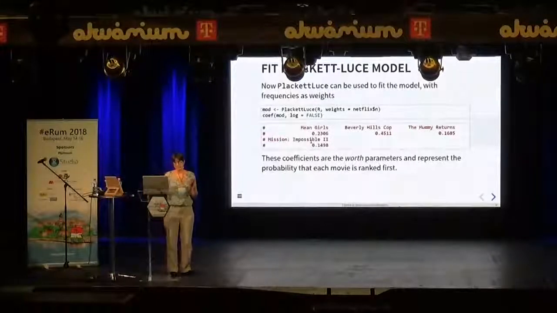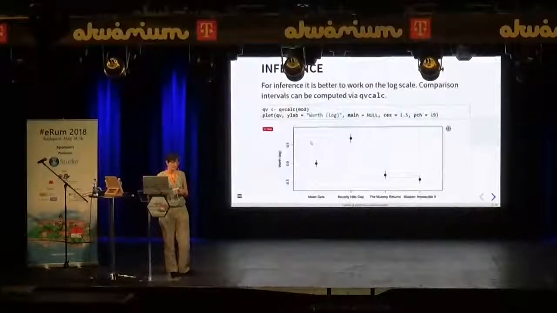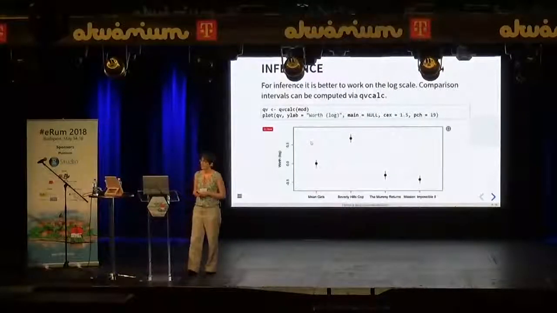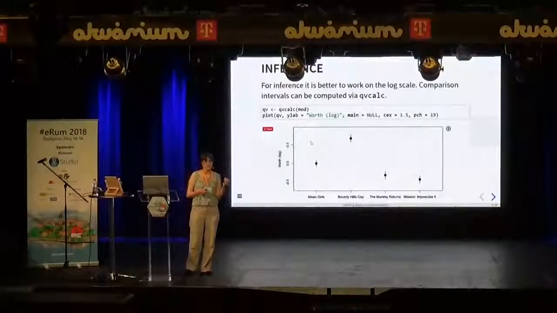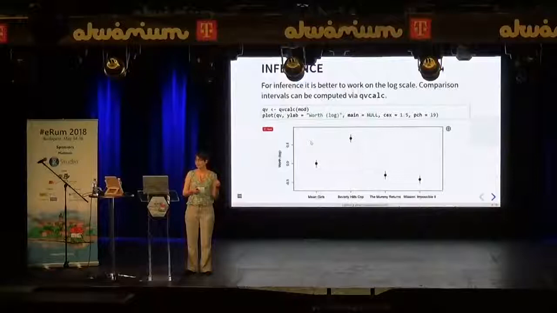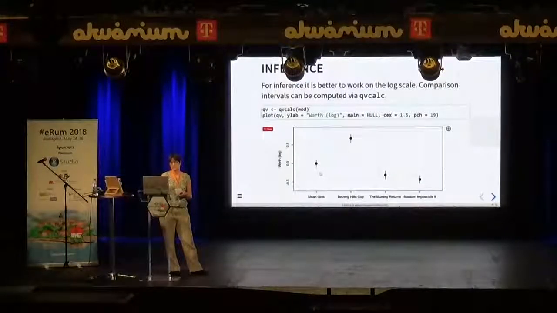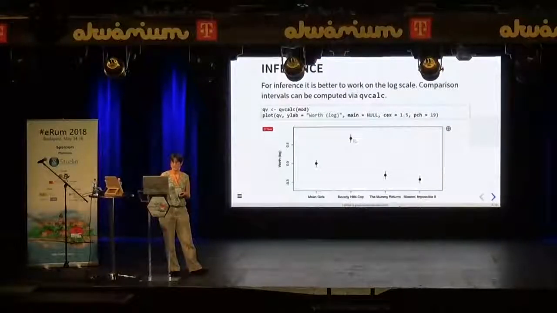At this stage, we're just coming up with point estimates. If we want to do some statistical inference, it's better to work on the log scale. In that case, we set a particular parameter to 0 to represent the reference. So in this case, we're setting Mean Girls as the reference movie. And then we've got the log worths as the points here.